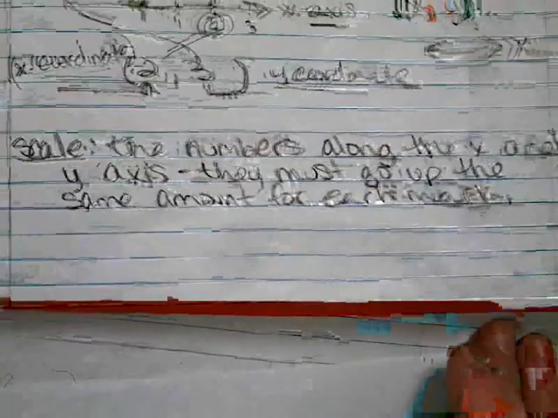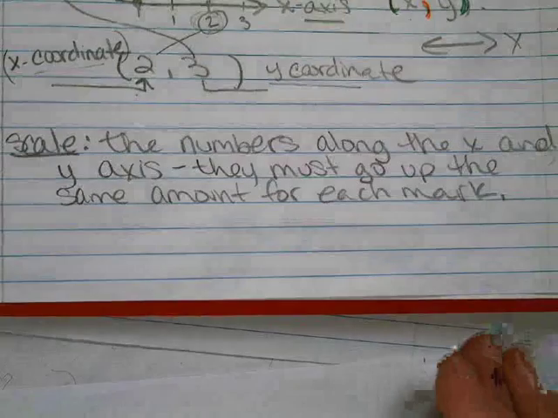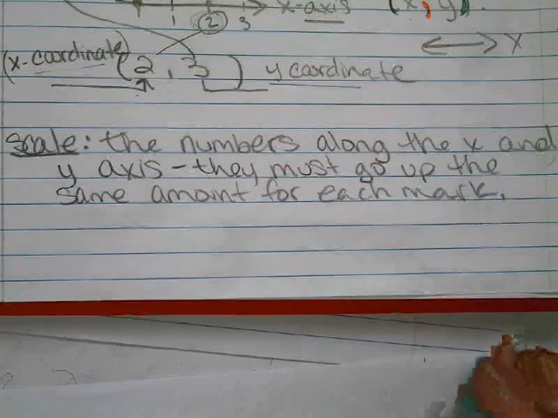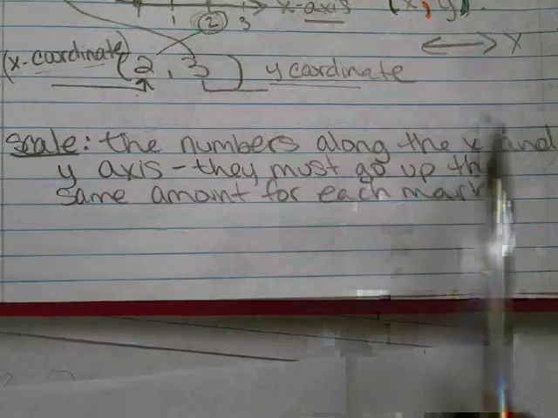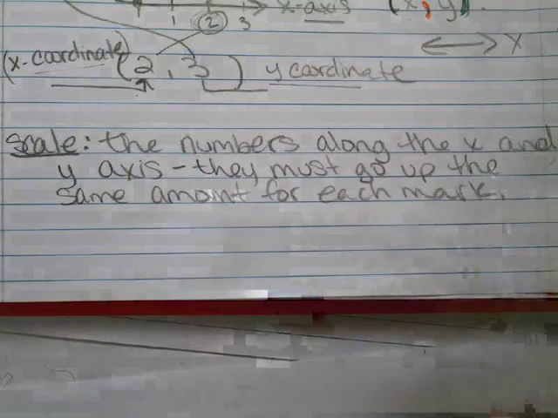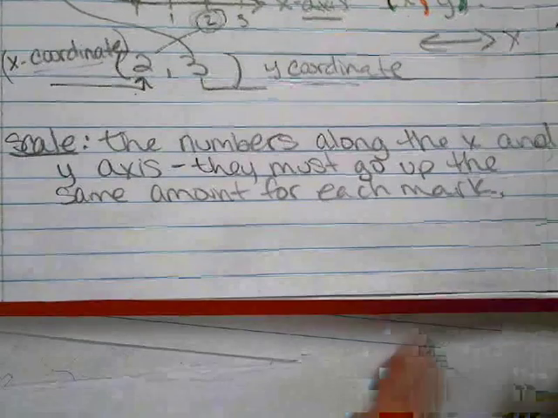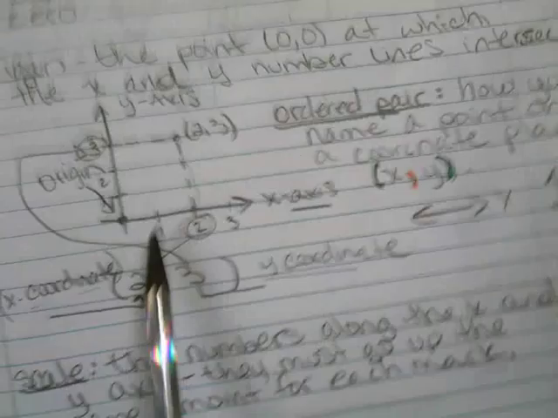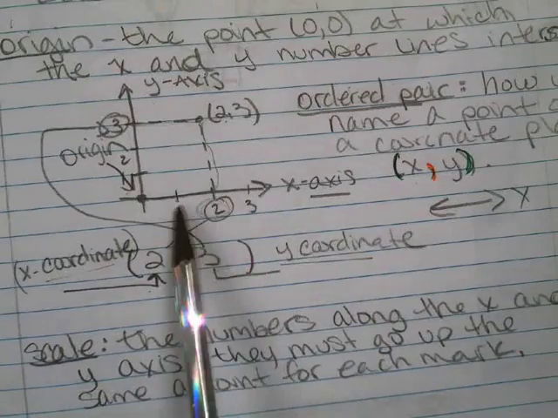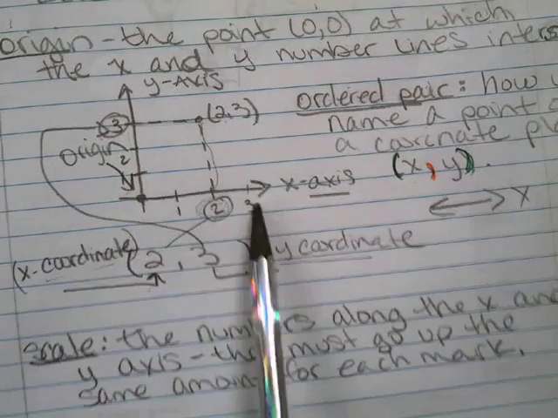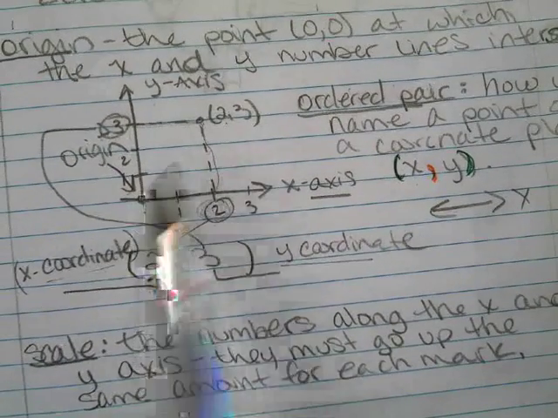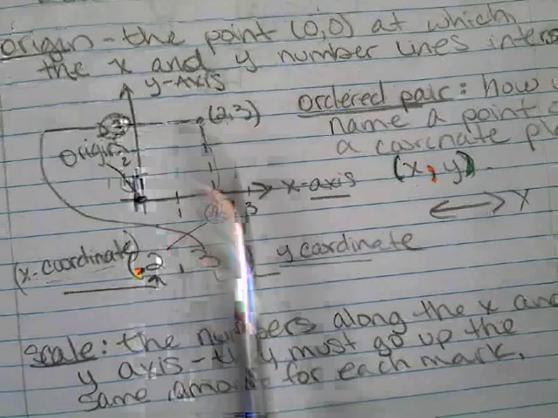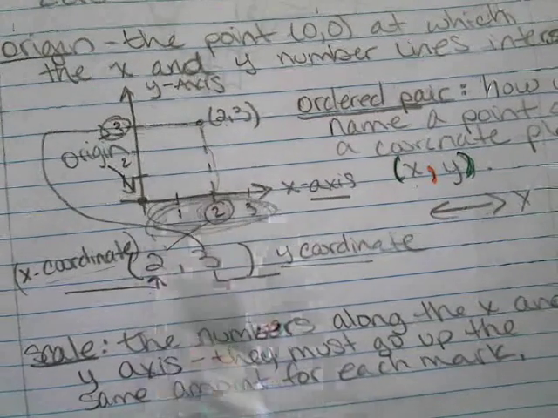Coordinate planes have another component to them that's called the scale. The scale are the numbers along the x and y axis. They must go up the same amount for each marking. So if you see this example here, every single marking it goes up 1. 1, 2, 3. And on the y-axis it goes up by 1 also. 1, 2, 3. These numbers here are the scale.